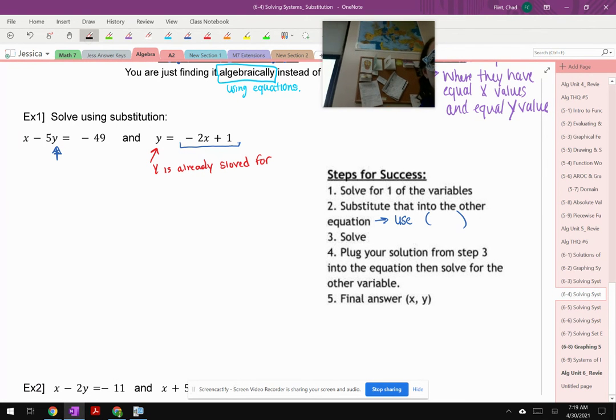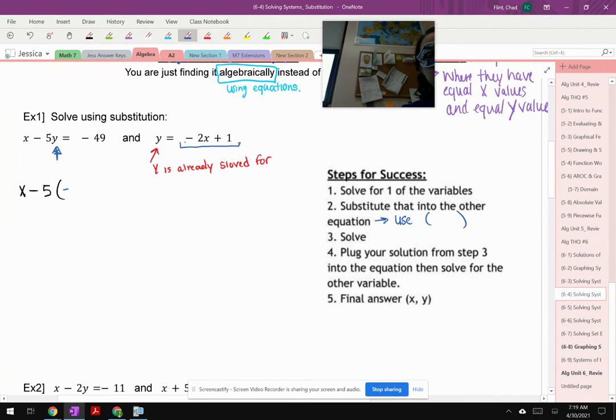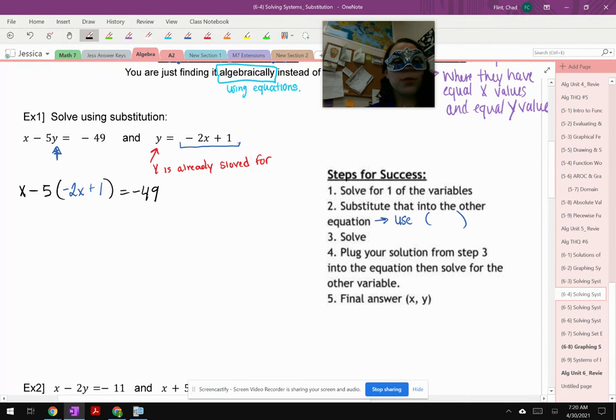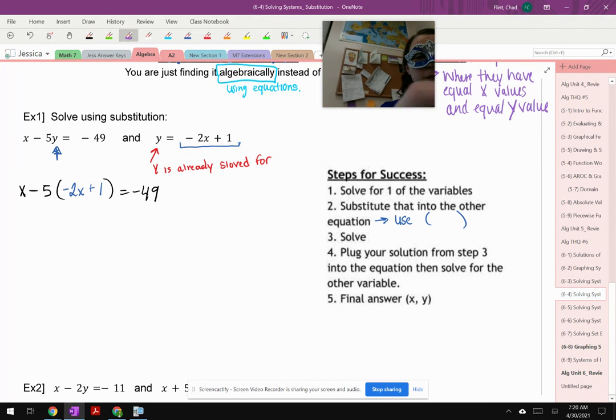So I'm going to take that equation, x minus 5, and instead of y, I'm going to start those parentheses. And then in for y, I'm going to put that negative 2x plus 1, close my parentheses, and finish the rest of the equation. Now what that did for me is get rid of the second variable and give me a normal equation that I can solve. Hence, step 3 telling me to solve that.